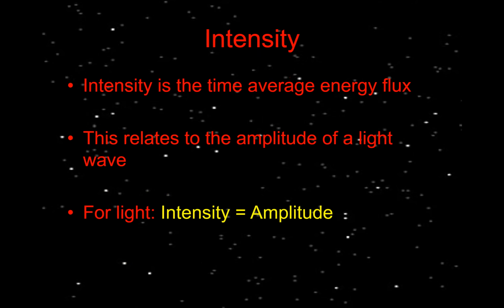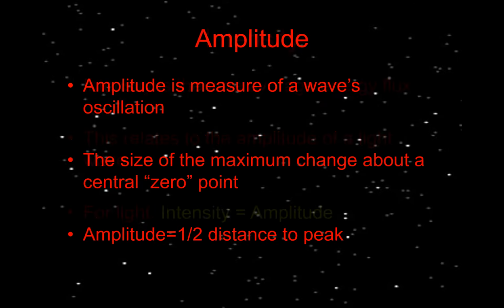The intensity is how much energy you're receiving from your light source, and that relates to how big your wave is or what the amplitude of the wave is. A more intense light source has a higher wave and has a higher amplitude. So what we're really referring to when we talk about an amplitude is how high is the oscillation of a wave about a 0 point.